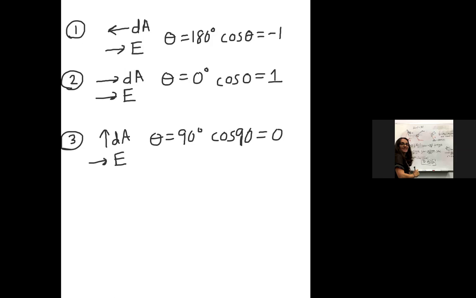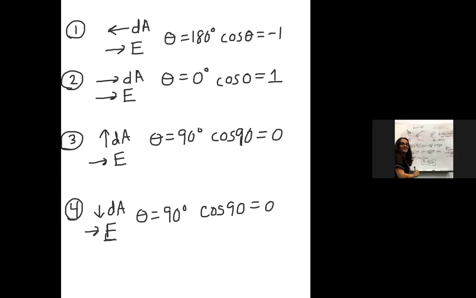Okay, what about face 4, like the floor? Well, dA points down that way. Electric field still points that way, to the right. What is the theta? Hey, 90 degrees again. Still 90 degrees. Still, cos of 90 hasn't changed since last time. It's still 0.